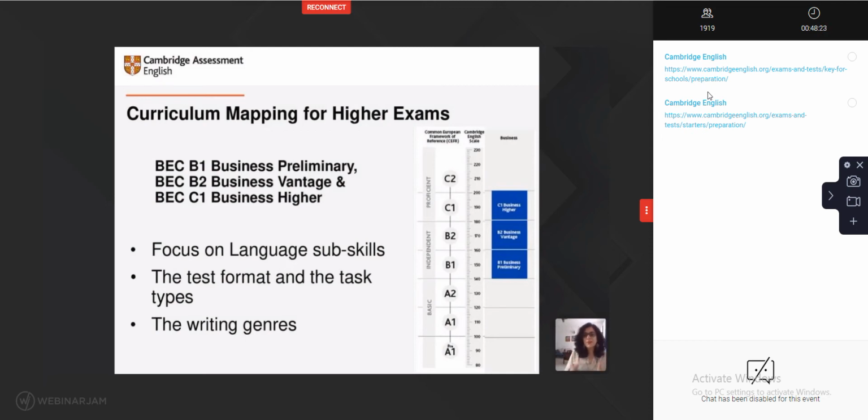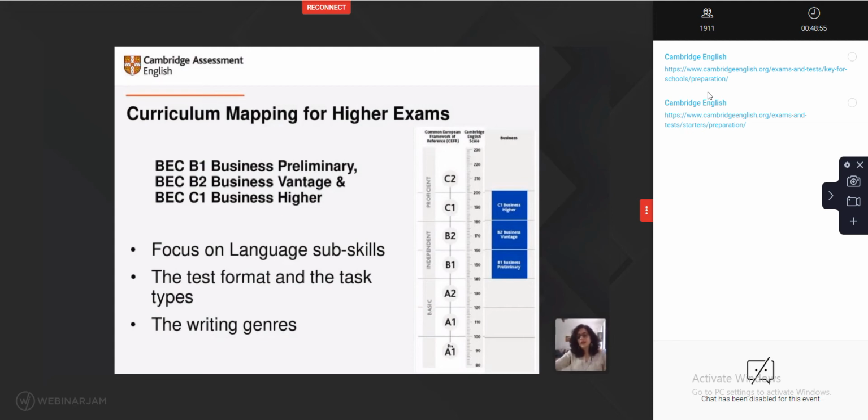Now, we already spoke that there are two verticals in the higher education scene. One is the general English vertical, which is offered to students in senior school and in college, and one is the business English vertical. So what you see in blue is the business English vertical, and it has been mapped against the CEFR levels of B1, B2, and C1. Right?